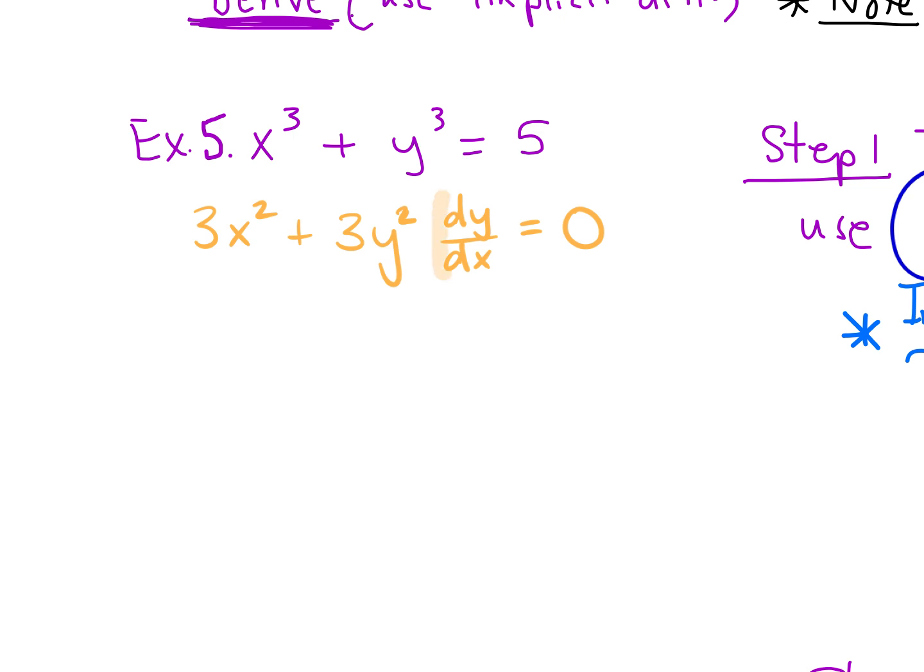Now we want to get the dy dx all by itself. So let's move everything else to the other side. I can subtract 3x squared. So 3y squared dy dx equals negative 3x squared. What would we do next?